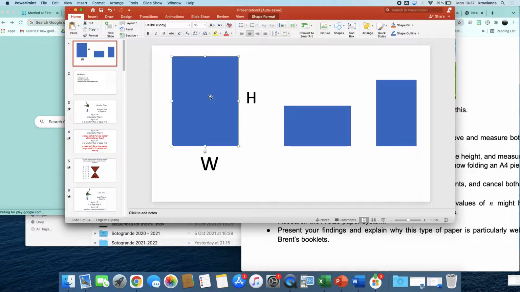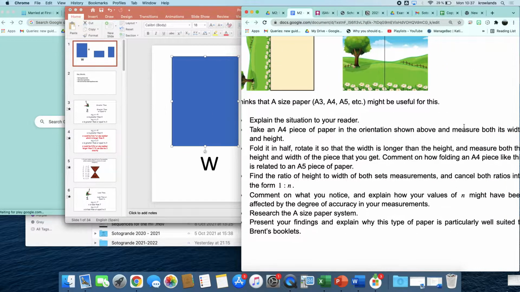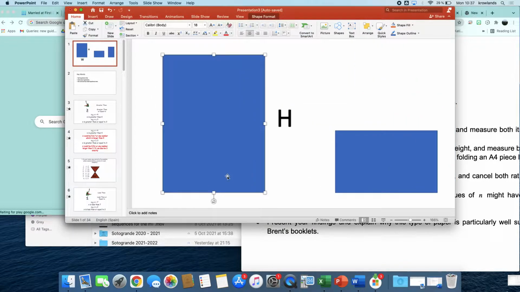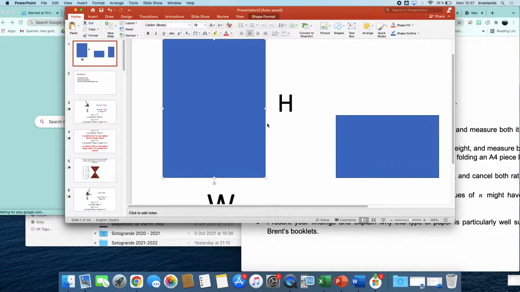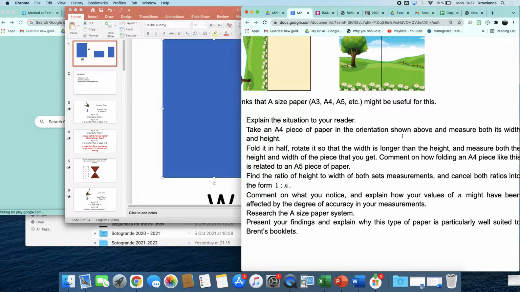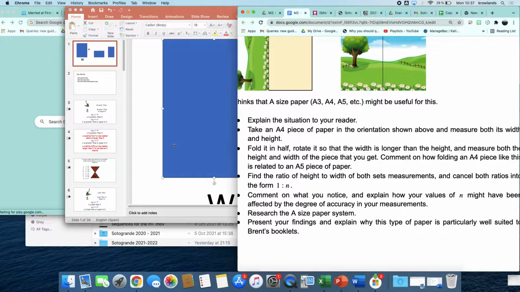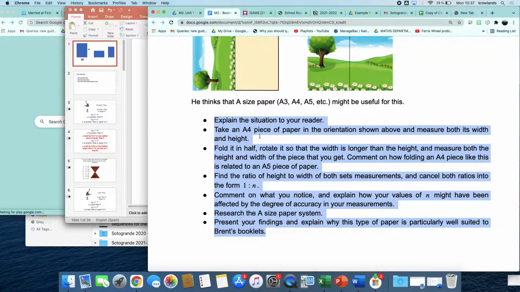So, for example, this is vertically on the PowerPoint. And what we're going to do is measure both its width and its height. Width in maths is always the shortest side. So this would be the width, and the height would be the longest side. That is a thing you need to make sure you've memorised. What I'd like you to do in this investigation is make sure you remove the bullet points. So during the investigation, you're going to make sure you remove all this text and just write all your answers in full sentences. This is going to give you a higher mark.